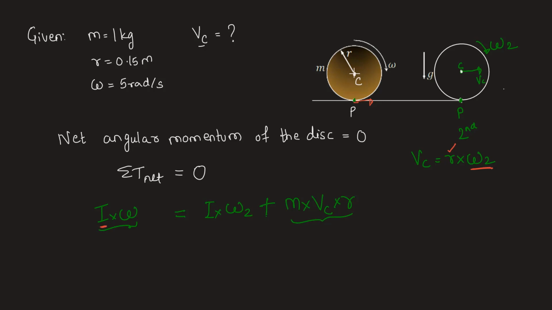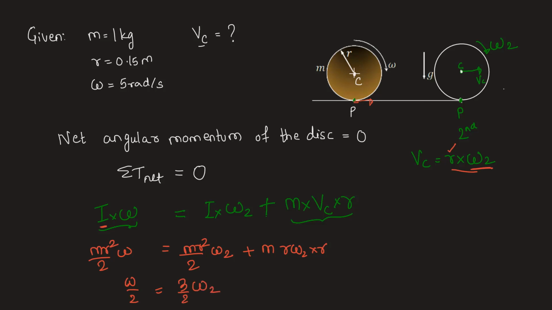M into VC is the linear momentum, into R gives the angular momentum of center of the disc. So in here, you should know the mass moment of inertia of a disc. It's a standard formula. It is given as m into r square by 2 into omega will be equal to again m into r square by 2, remember, this is not omega, this is omega 2, plus m into VC is written as r into omega 2. So we'll substitute this here, r into omega 2 into r. Simplifying this, taking m r square common, we can cancel out m r square from both left hand side and right hand side. So we are left with omega by 2 will be equal to omega 2 by 2 plus omega 2, which is 3 by 2 omega 2.